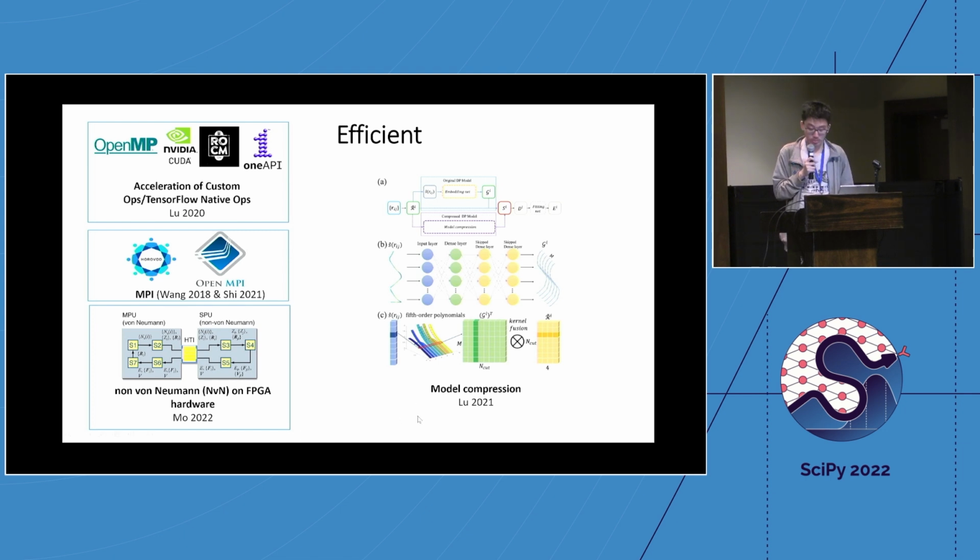Also, we support model compression. It uses a fifth order function to fit the neural network, and then makes a table to replace the neural network. Then it is faster than the neural network. It is not for training, but for MD simulations.